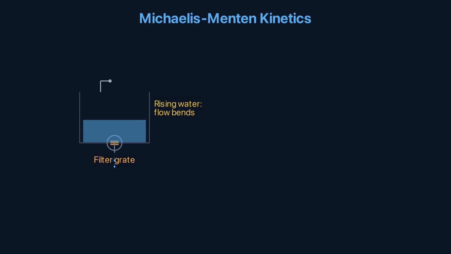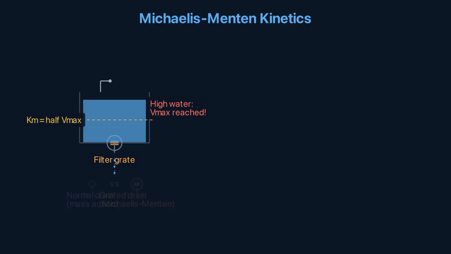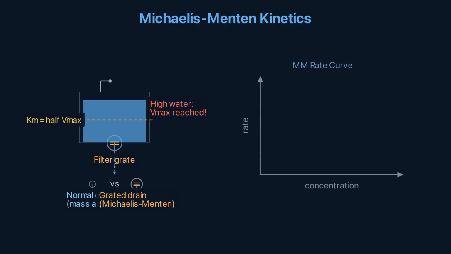Some drains have a grate. At low water levels, the grate handles the flow easily, it looks like mass action. But crank the water up, and the grate gets overwhelmed. It hits a maximum drainage rate, Vmax, no matter how high the water goes. The water level where the drain runs at half its maximum, that's KM. This is Michaelis-Menten kinetics.